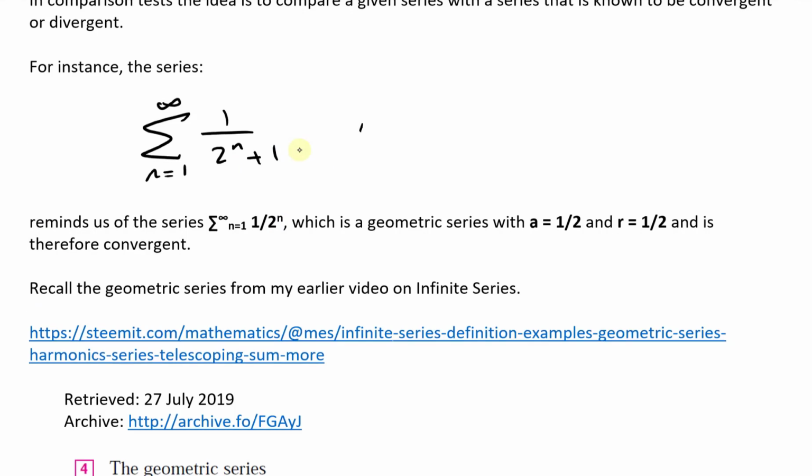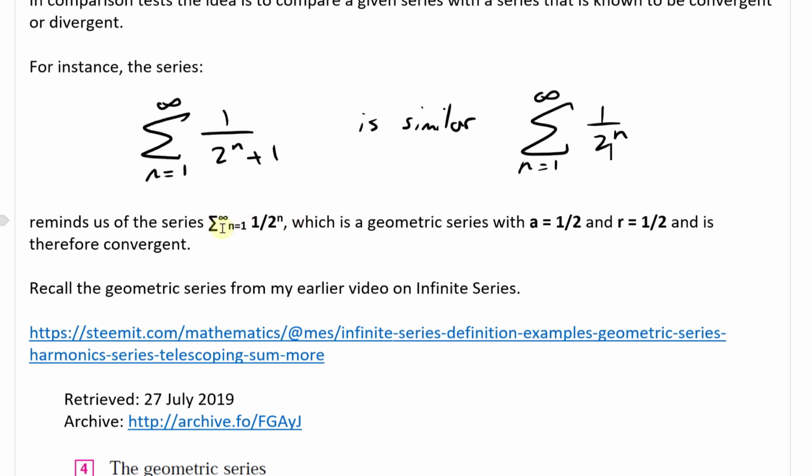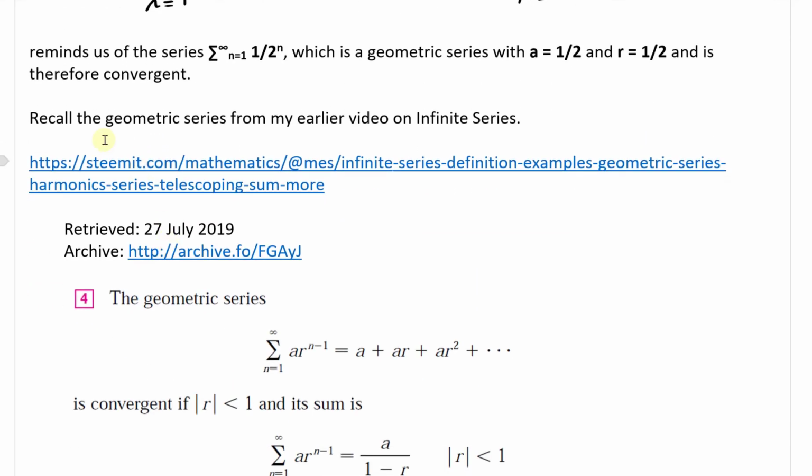So yes, I'll just write it's similar, just to appear in the same written path right here. So it's similar to just removing that 1. So n equals 1 of 1 over 2^n, and this is a geometric series right here. So this summation from n equals 1 to infinity of 1 over 2^n is a geometric series with a equals 1/2 and r equals 1/2 as the ratio, and is therefore convergent. And again, recall the geometric series from an earlier video on infinite series.